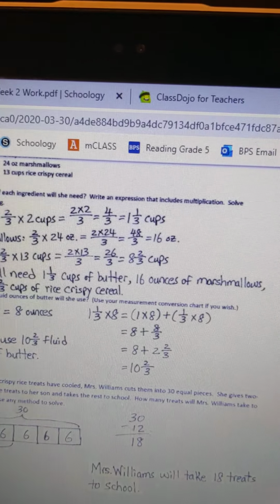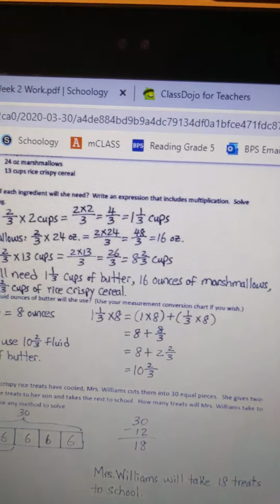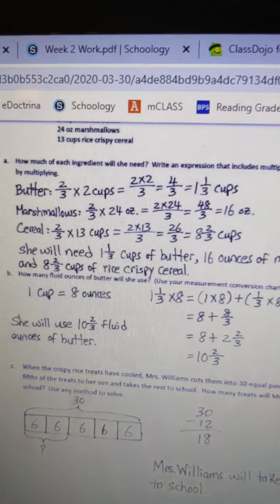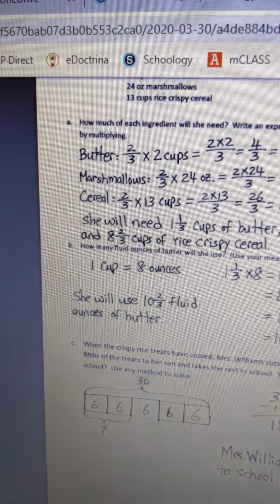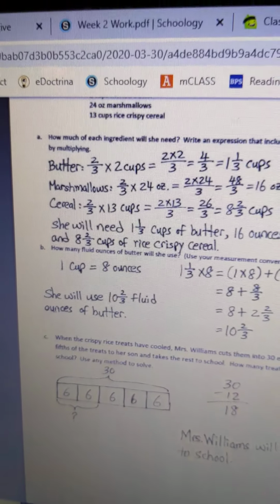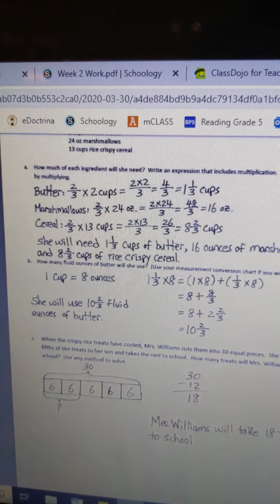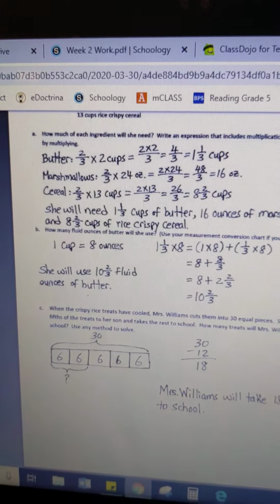Part B, you're looking at how many fluid ounces of butter will she use. So you need to know your conversions. 1 cup equals 8 ounces. That's how they come up with 10 2/3 fluid ounces of butter. Again, if I'm going too fast or you need a certain section, please feel free to pause this video.